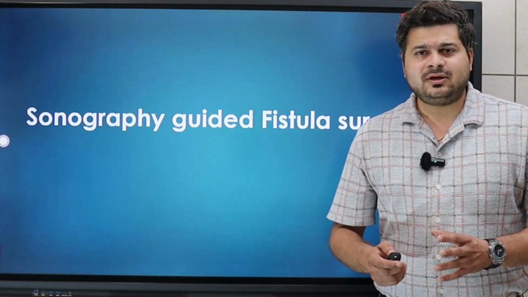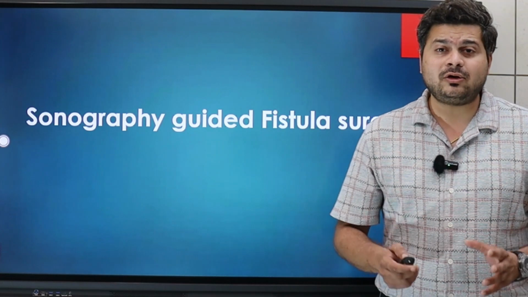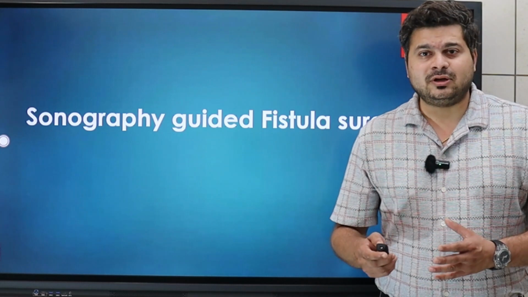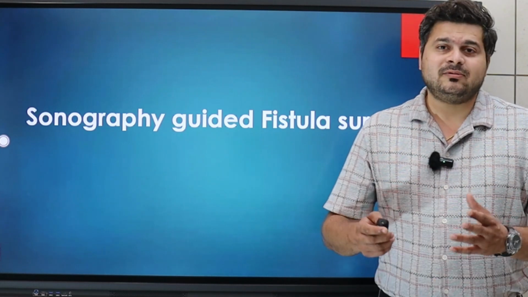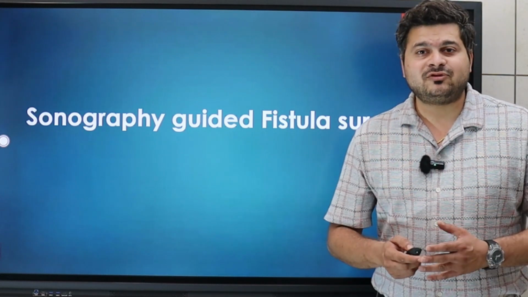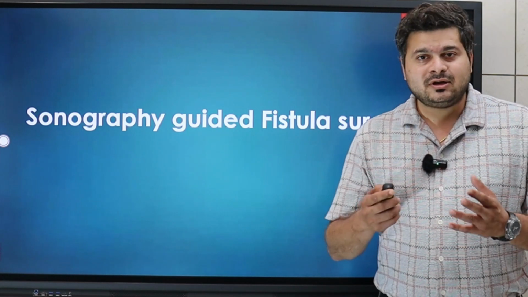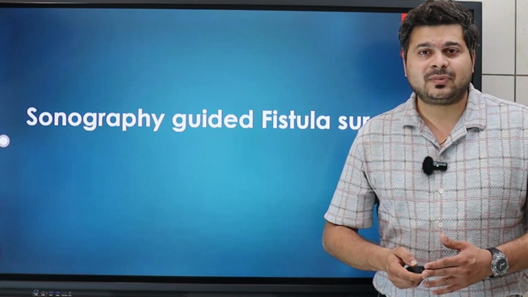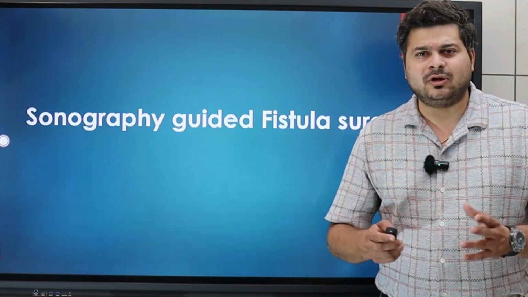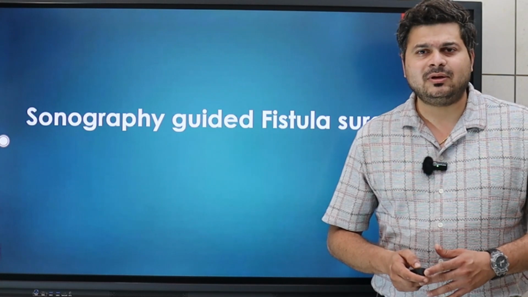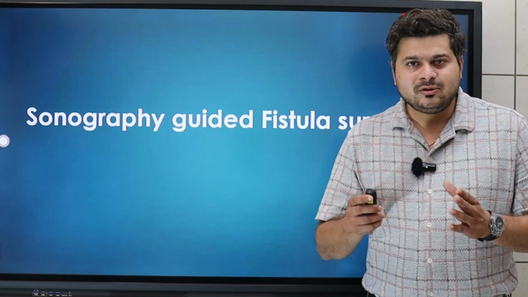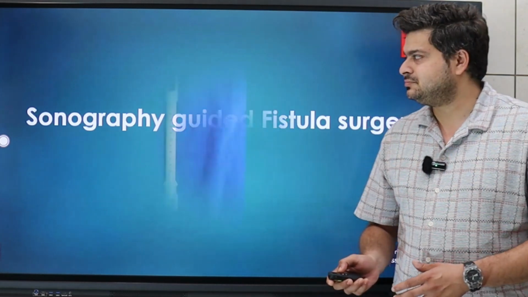Now, fistula surgery is a pretty diverse topic. There are a lot of treatment options available, right from Kshar Sutra in Ayurveda to Seton in allopathic practice. Then we can open the fistula, we can remove the fistula tract, we can burn the fistula with lasers or with different chemicals. This fistula tract can be repaired again and so on. There are a lot of surgical options available. We are going to specifically talk about how sonography helps us in doing these kinds of surgeries.